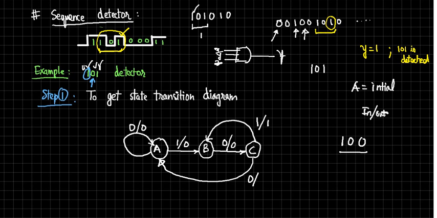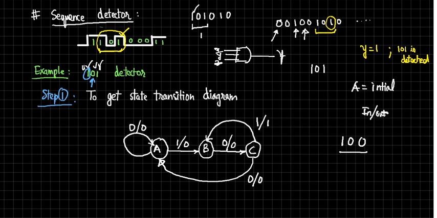So the output becomes 0 when the sequence has not been detected, it will become 1 when the sequence has been detected, and so on. What is this remaining? See, each state should have two arcs going outside, okay? So here the thing is done. For A, when the input is 0, it will be in the same state. When it is 1, it will go to the next state. Every state gets two inputs and two outputs, just because we have checked both the conditions, if the input is 0 and input is 1.